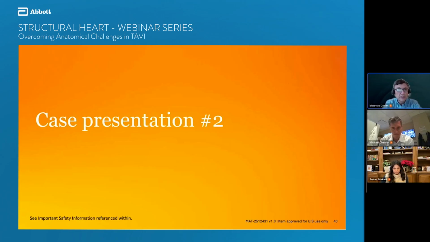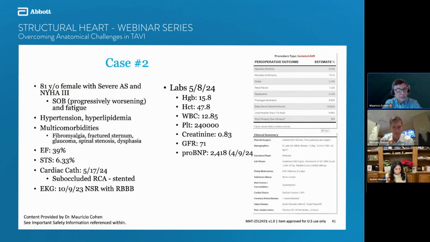So next slide. This is a very peculiar patient. She's very educated, speaks several languages. She's a psychiatrist, 81 years old with severe AS, class 3. Progressive shortness of breath, hypertension, hyperlipidemia, multiple comorbidities, including fibromyalgia, a fractured sternum, glaucoma, spinal stenosis, dysphagia. Her ejection fraction has been dropping. Her STS is in the intermediate risk range.